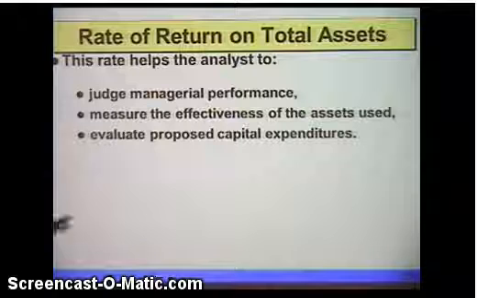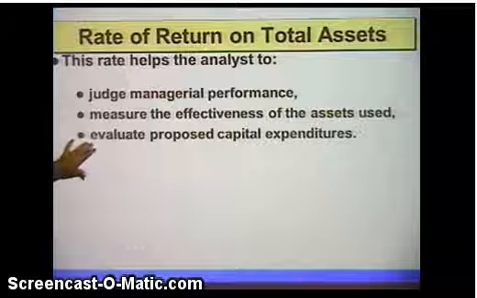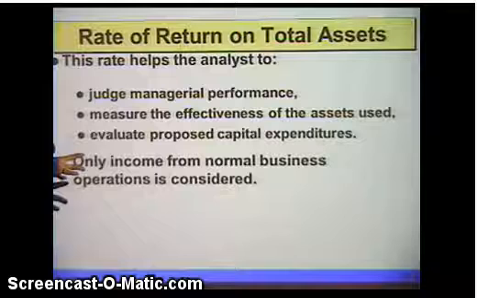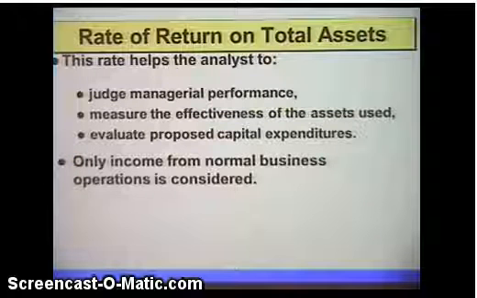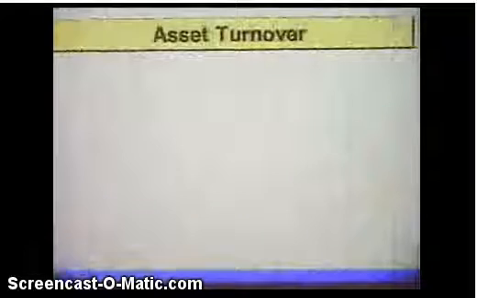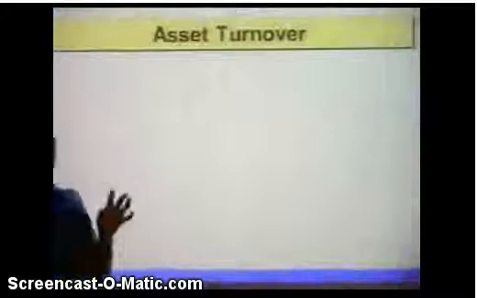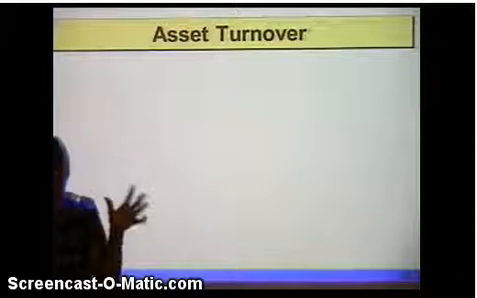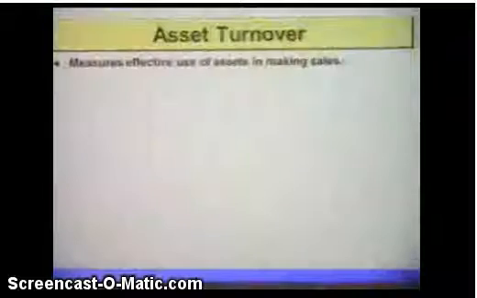You can also evaluate proposed capital expenditures by looking at this. We can say, well, they're proposing to buy some more capital investments, long-term assets or something. We only look at our income from normal business so that we can see whether we're going to have the money, or projected to have the money, to buy new assets or increase the size of the business. We make decisions based on these ratios. So they are very important.